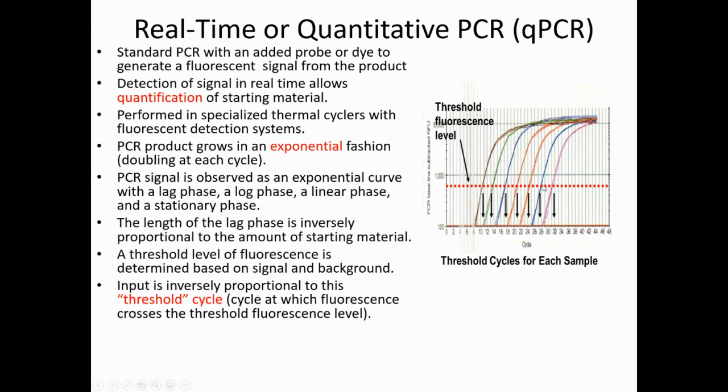And then for these 7 different samples, you can compare these threshold cycles. This is the so-called CT value, the threshold cycle value. For example, the first sample has a CT value of 11, and the seventh sample has a CT value of 32.